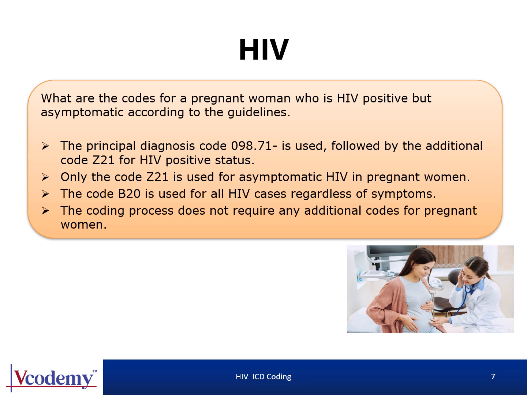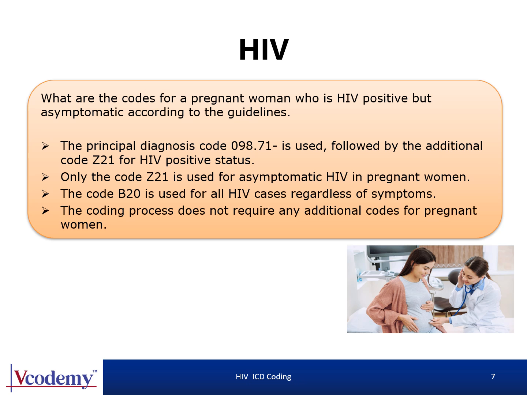This is used, and this code O98.71 will be followed by additional code Z21 for HIV positive status. This is for asymptomatic patients. Only the code Z21 is used for asymptomatic HIV in pregnant women. The code B20 is used for all HIV cases regardless of symptoms. The coding process does not require any additional codes for pregnant women.